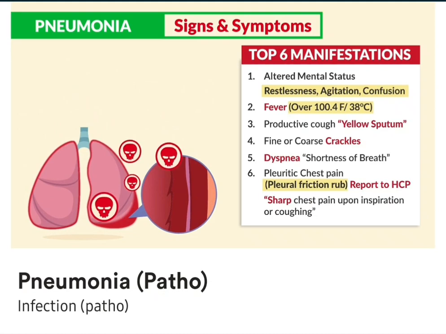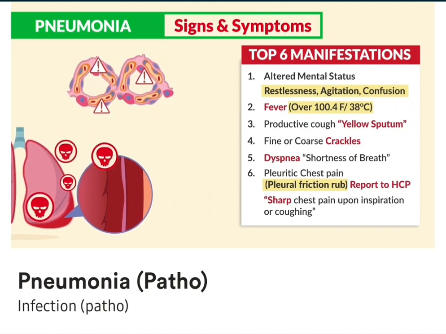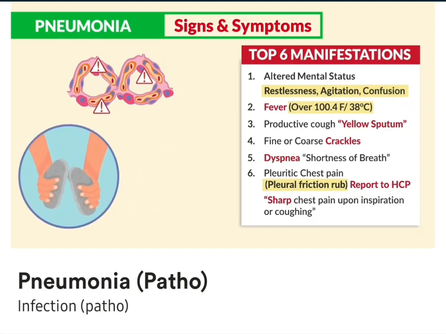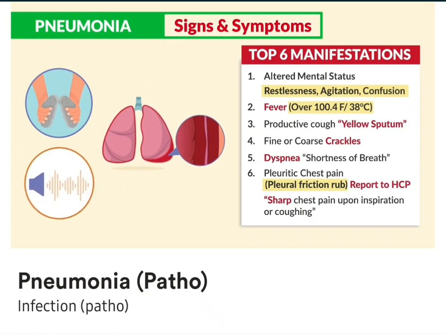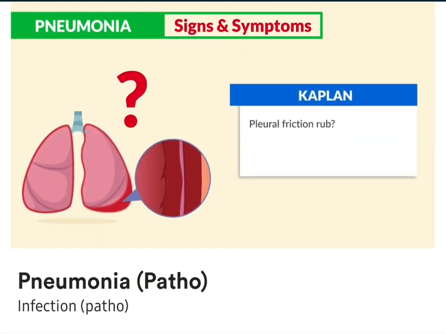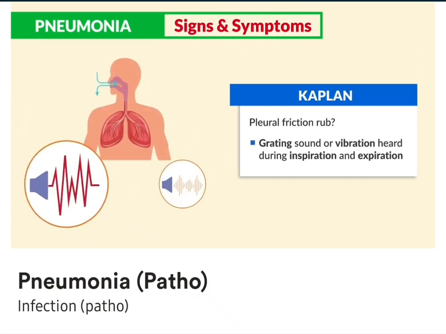Pleurisy is a major complication of pneumonia, as inflamed lung tissues rub together, sounding kind of like rocks rubbing together. So we call it pebble friction rub for pleural friction rub, or even sounding like sandpaper rubbing together, kind of like this. So Kaplan mentions, a pleural friction rub is described as a grating sound or vibrations heard during inspiration and expiration.